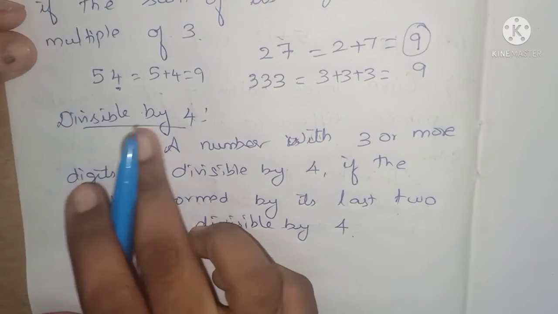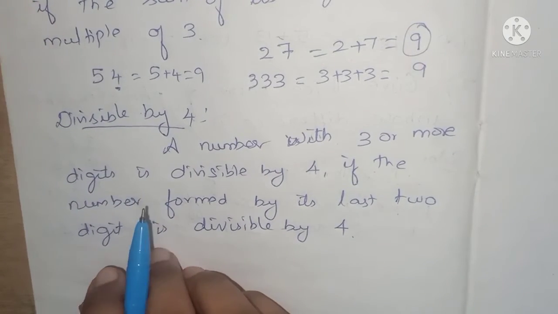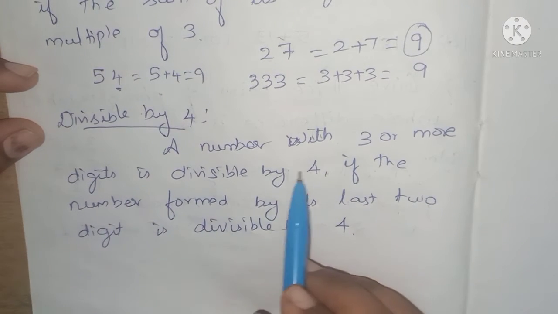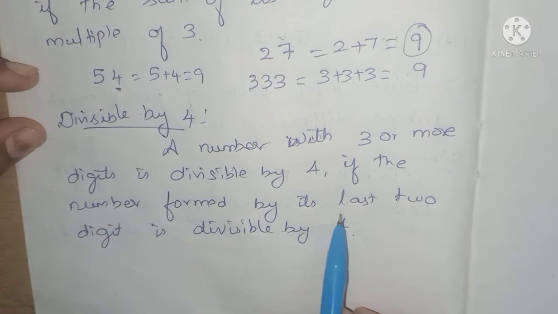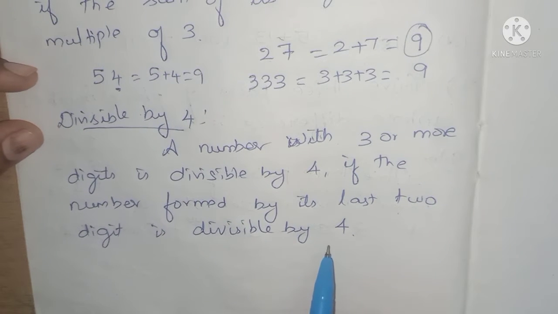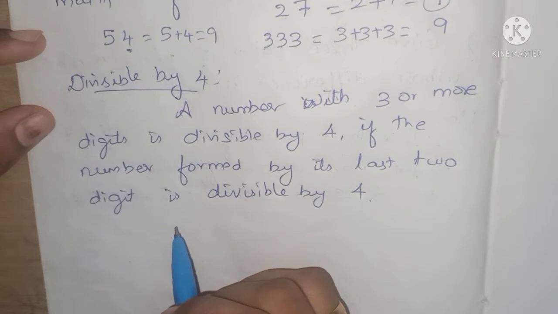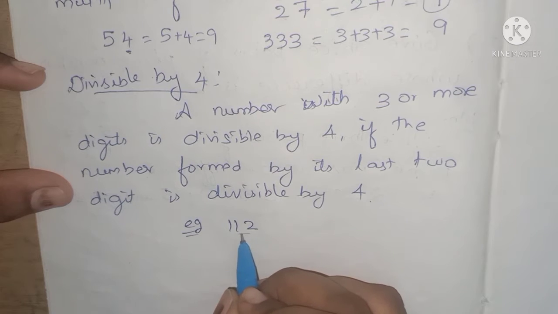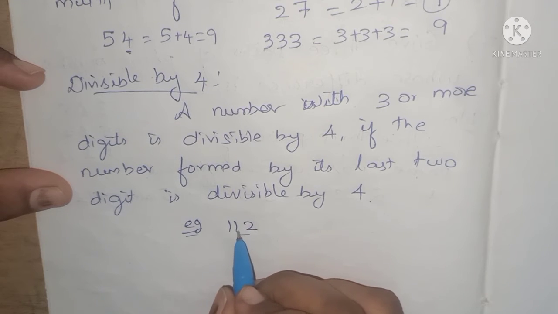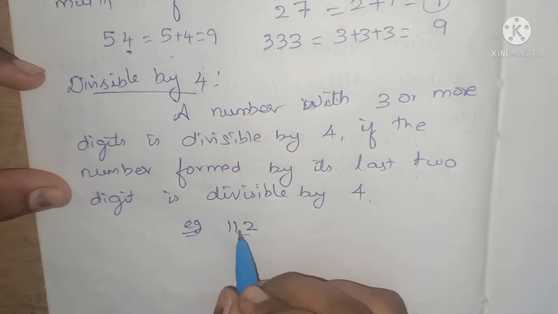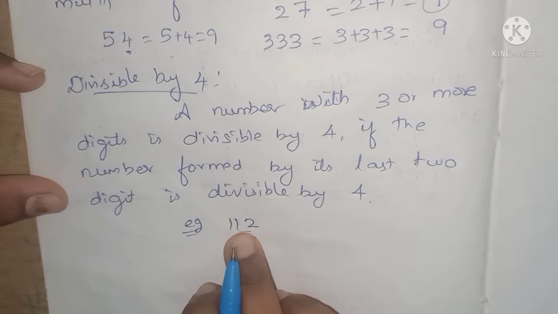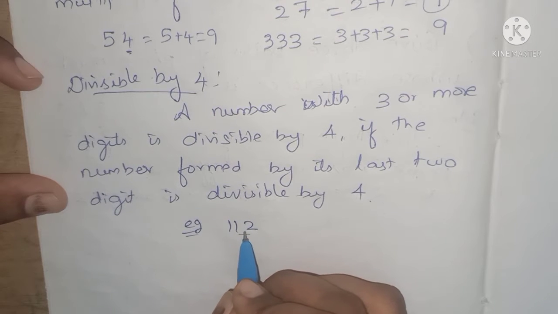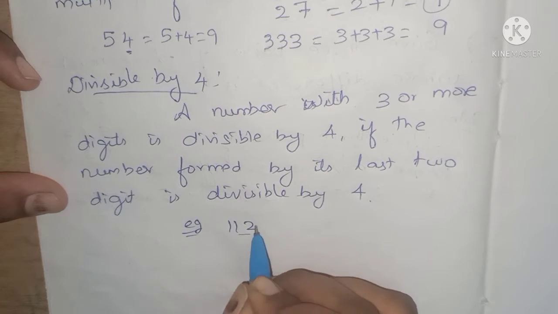The next test is the divisibility test for 4. A number with 3 or more digits is divisible by 4 if the number formed by its last 2 digits is divisible by 4. For example, consider the number 112. Consider the last 2 digits, that is the 1's place and 10's place. So what is this number? It is 12. If the last 2 digits are divisible by 4, we say that the entire number is divisible by 4.